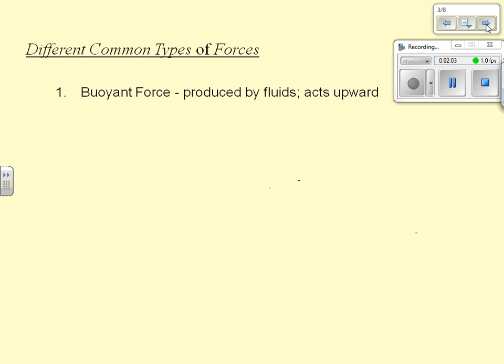Number one, buoyant force. The buoyant force is produced by fluids. Fluids also include gases, by the way. Tristan, you should listen. If you're not going to write, then you do need to listen. When I say you don't need to write, I don't mean you don't have to listen. And the fluid force, most of the time, acts upward, we'll say. There might be some occasions where it might not. Okay, buoyant force.